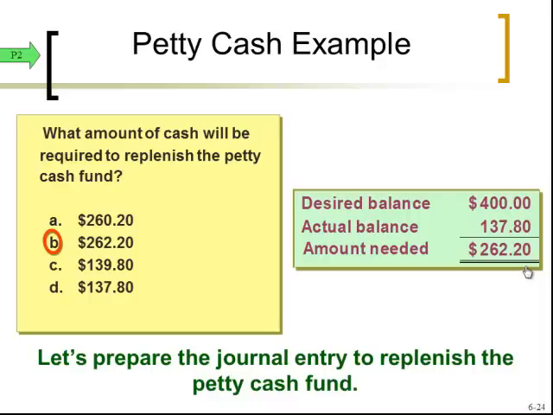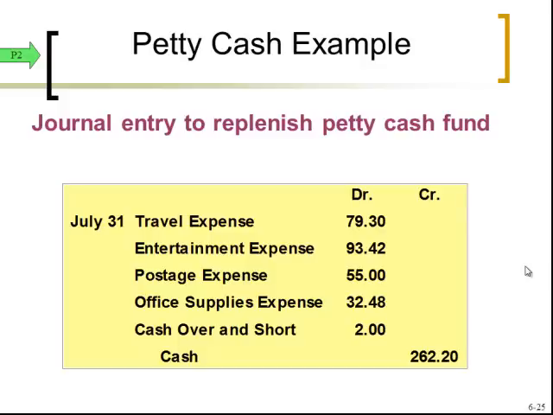What is the journal entry going to be? We're going to debit all of our expense accounts, and then we're going to credit cash for that $262.20 that we had to use to replenish it. Now notice, if you add up all of your expenses, you only come up with $260.20. You're $2 short on the debit side, so we're going to have to debit cash over and short for that difference.